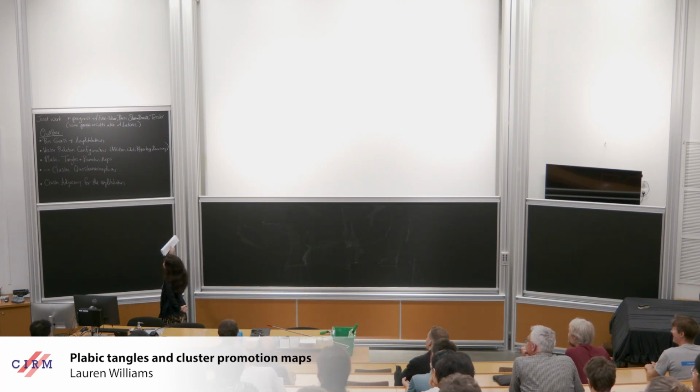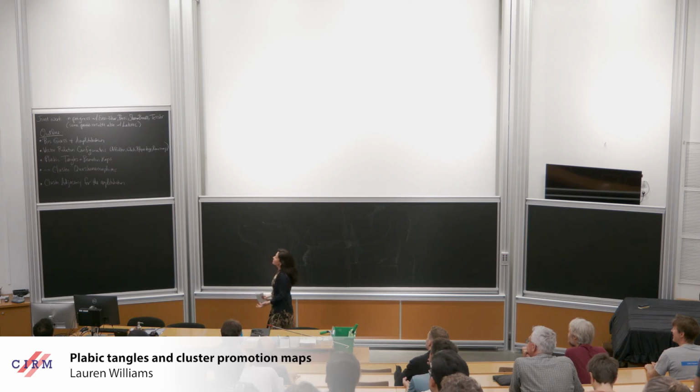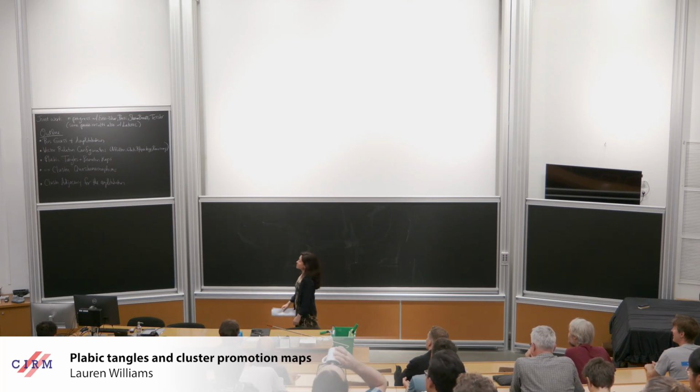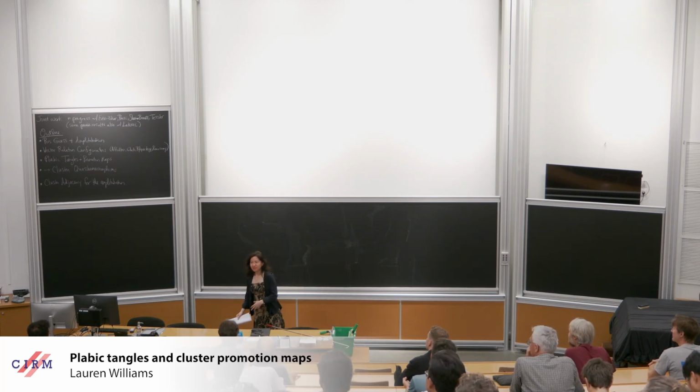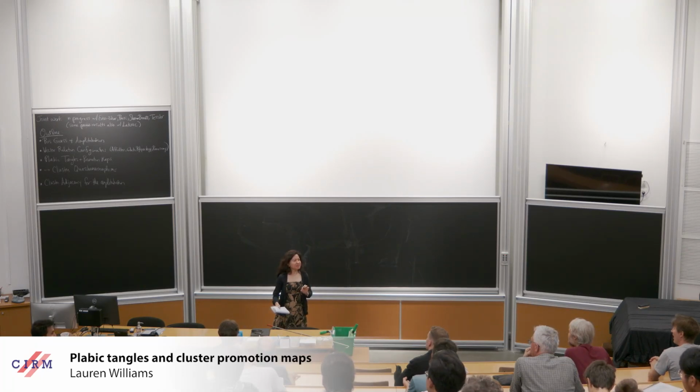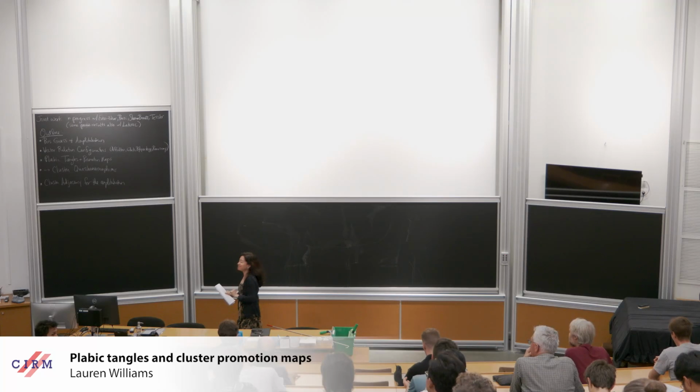So here's the outline of my talk. I'm going to briefly review the notion of the positive Grassmannian and the amplituhedron. The amplituhedron we saw in Pasha's talk yesterday, although I don't think we actually saw a definition, so I'm going to give you a definition.